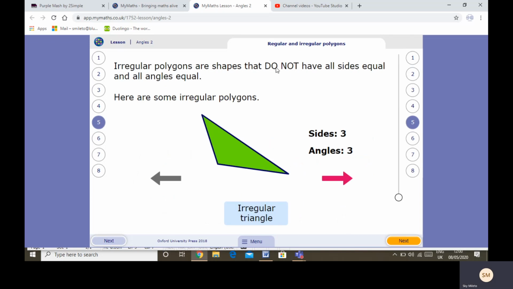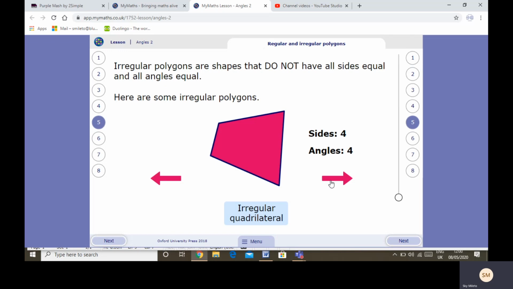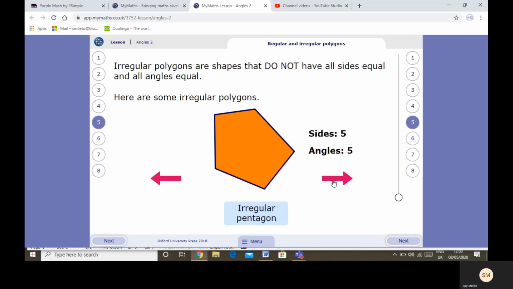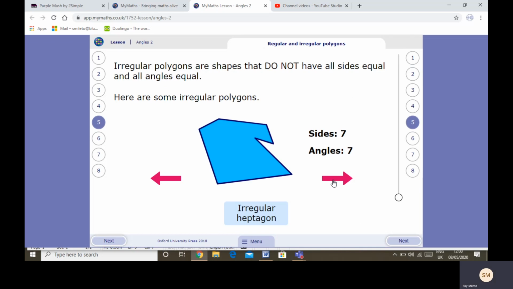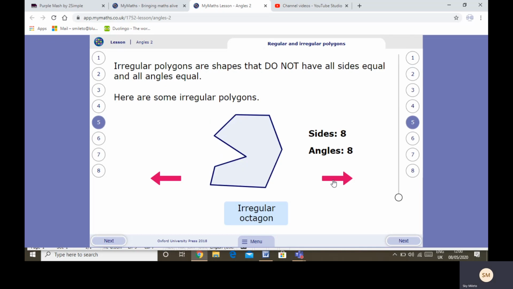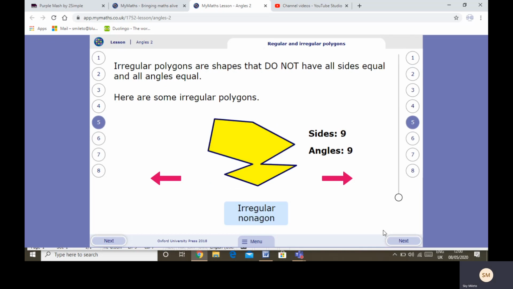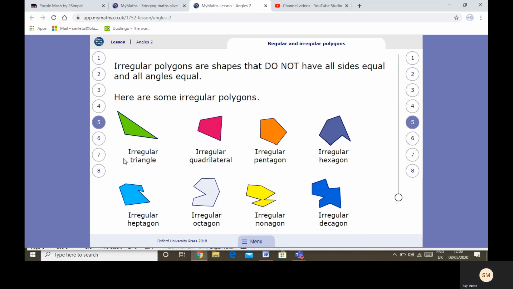Irregular polygons don't have sides that are equal length. So we can see that this is a very long side compared to this one. Still has 3 angles, but they're all going to be different sizes because of the length. We can see lots here. We call them all, they're still pentagons, they're still octagons, they're still nonagons, which is 9 sides, but they're irregular.